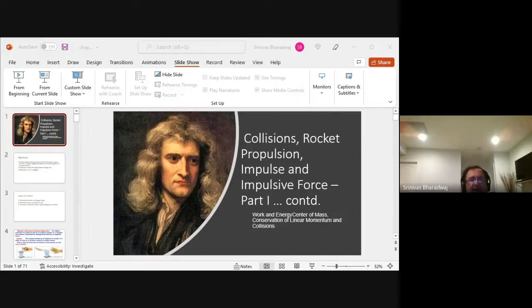For a perfectly inelastic collision, E equals 0. What does E equals 0 mean? It means the numerator is 0. What does the numerator being 0 mean? V1 equals V2. Only under those circumstances is E equal to 0. So perfectly inelastic implies E equals 0.